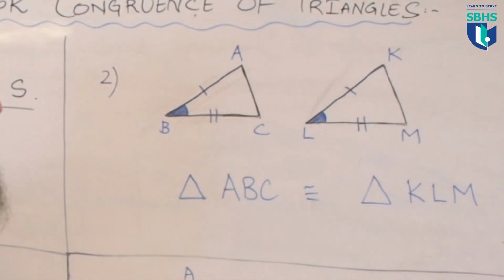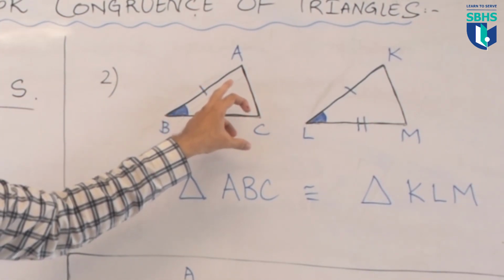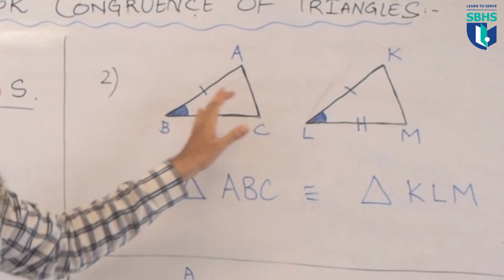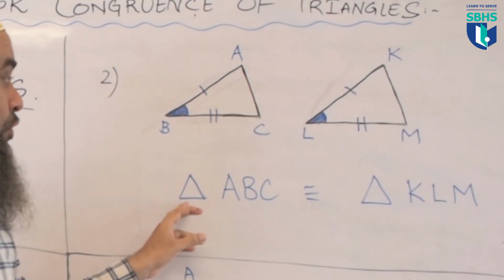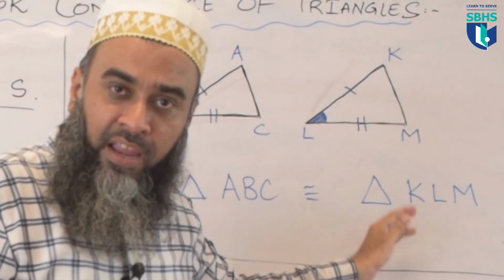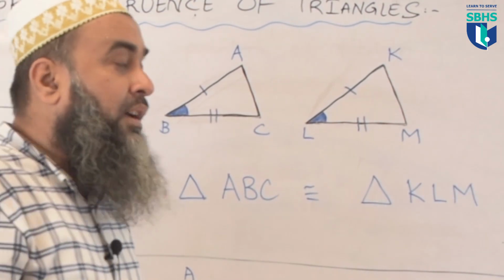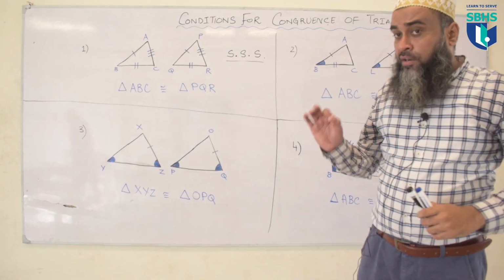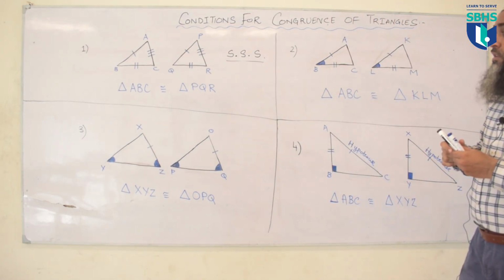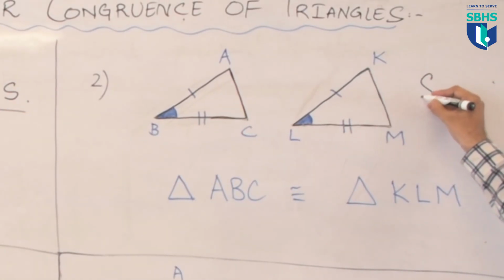So in this condition, there are two pairs of corresponding congruent sides, and the angle between them is also congruent. So we can say that both the triangles, triangle ABC and triangle KLM, are congruent to each other. Let us now move towards the theorem which can be used for this condition. The theorem used for this condition is SAS.